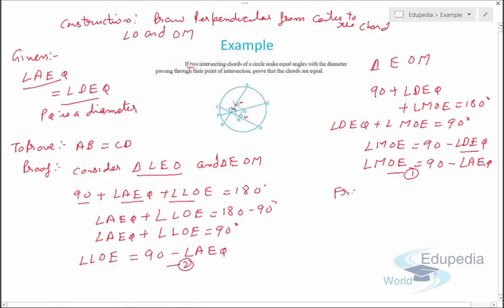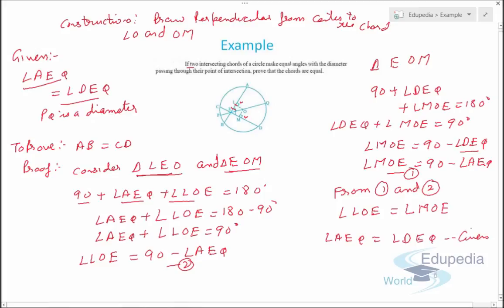So from 1 and 2, we can say that angle LOE equals angle MOE, right? So two angles are equal. Now again consider triangle LOE and triangle EOM. Instead of angle AEQ and DEQ, which are equal as given, it would be better to write angle LEO equals angle MEO, because we are considering triangle LEO and triangle EOM now.